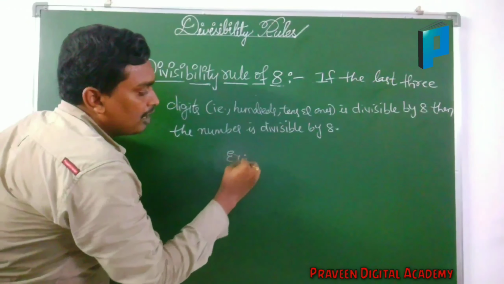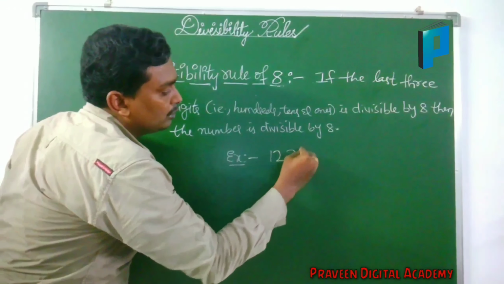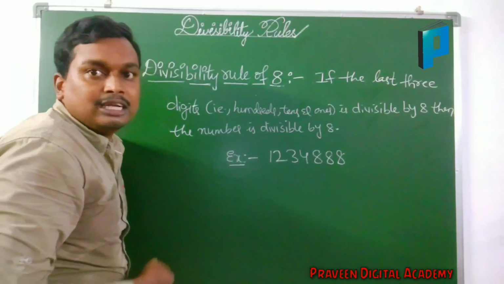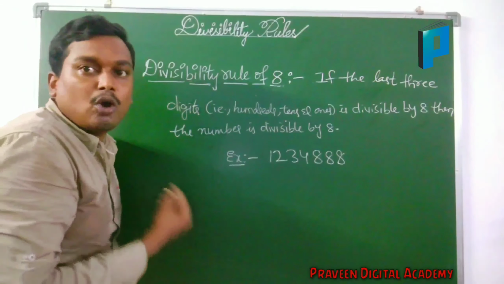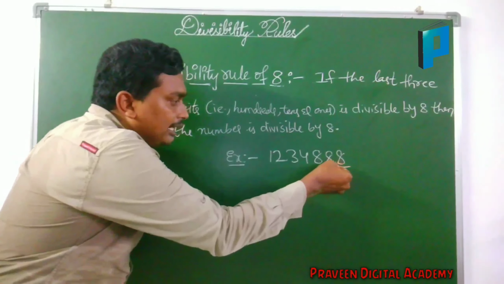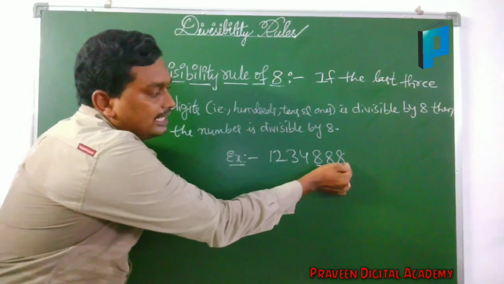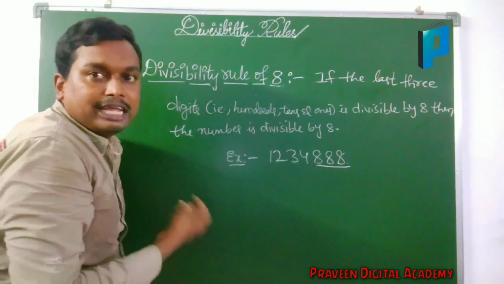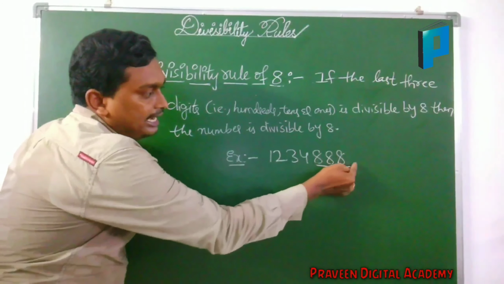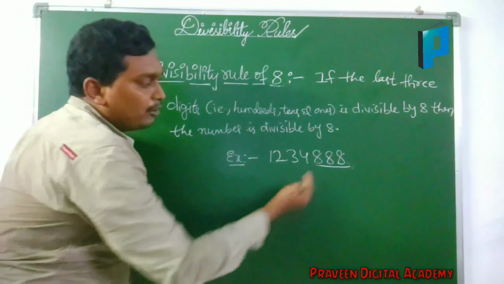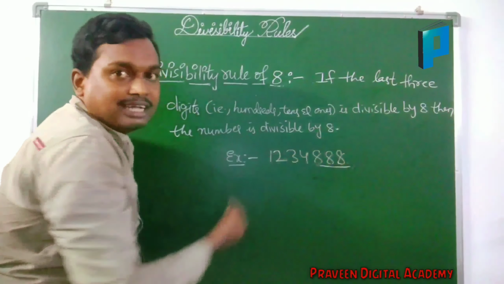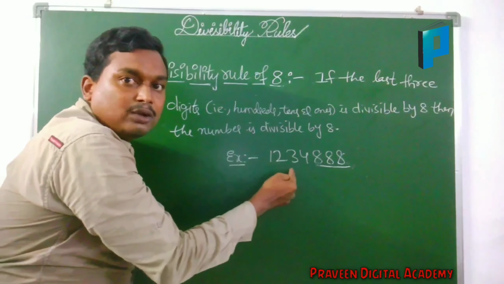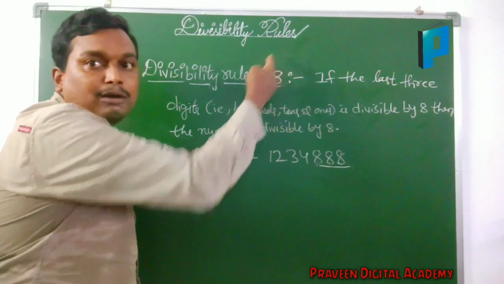For example, if you are having a number like this, 1, 2, 3, 4, 8, 8, 8, here you have to check whether this number is divisible by 8 or not. For that, take the last 3 digits. What are the last 3 digits? Ones, tens and hundreds. You check this number is divisible by 8 or not. Here 8, 8, 8. It is divisible by 8. Why? Because 8 into 111 is 888. So this total number 1, 2, 3, 4, 8, 8, 8 is divisible by 8.